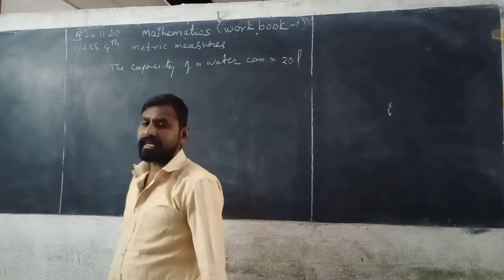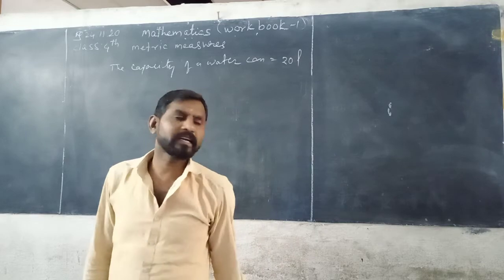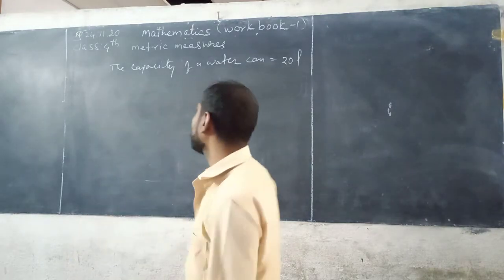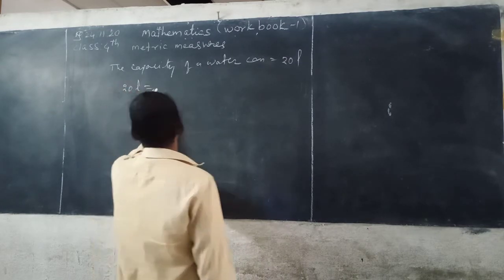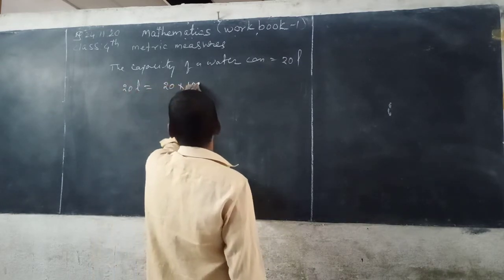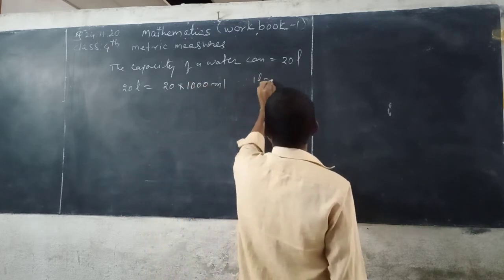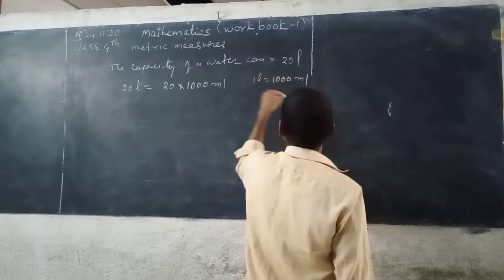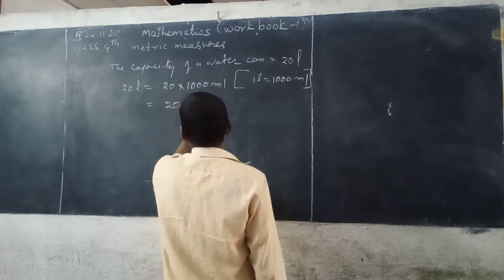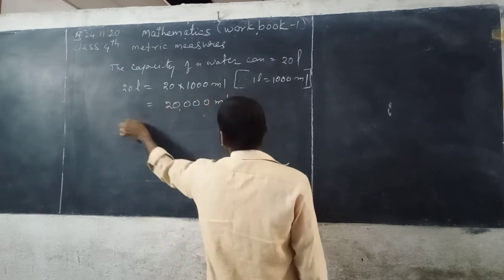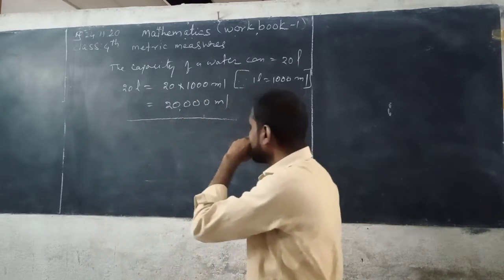So liter is converted to milliliter, means big quantity is converted to small quantity, then we have to take multiplication by 1000. See here, 20 liters is equal to 20 into 1000 milliliter. Why? Because 1 liter is equal to 1000 milliliters. You can write 20,000 milliliter. So 20 multiplied by 1000, you get 20,000 milliliter.